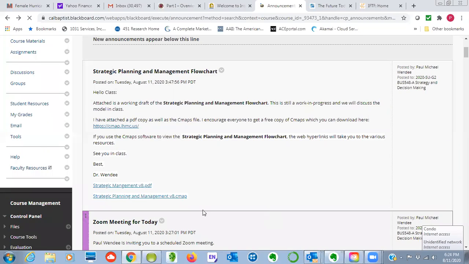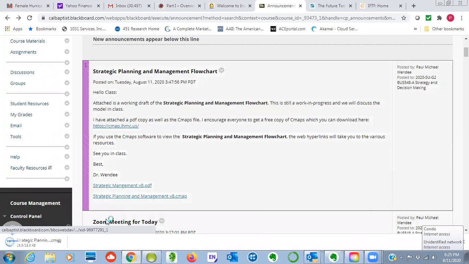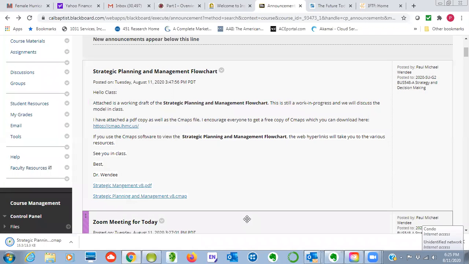Let's look at it. I sent you a PDF version of that strategic management flowchart, so you don't have to download the software. But let's actually go to the software, the file that's in the software, because that has hyperlinks that I put into it, which will be handy. So we'll go through those. The file will be coming up.